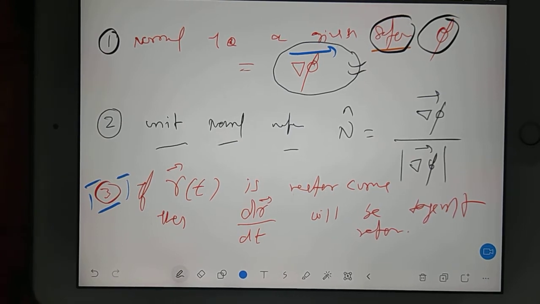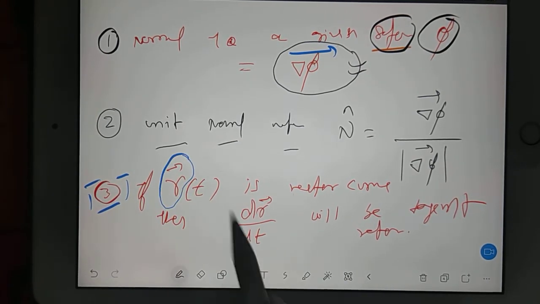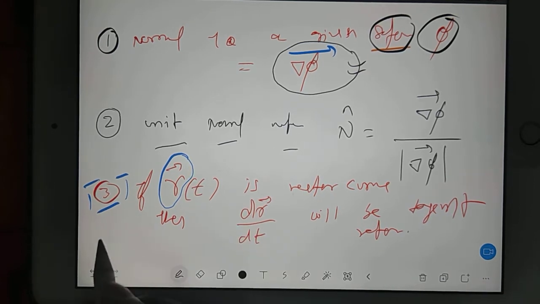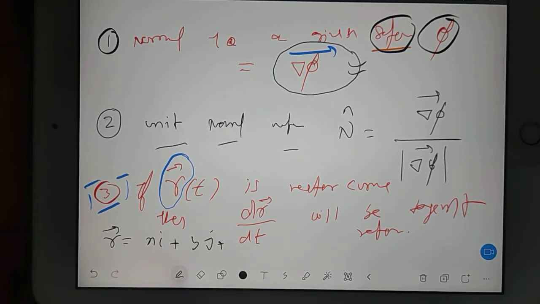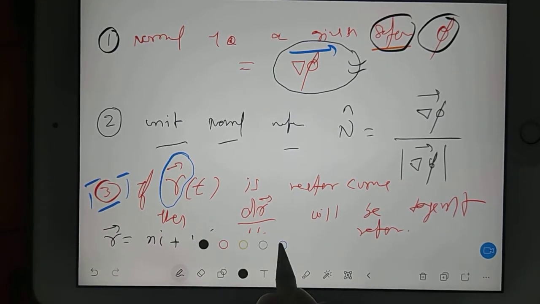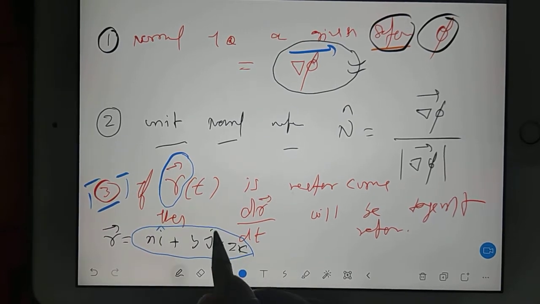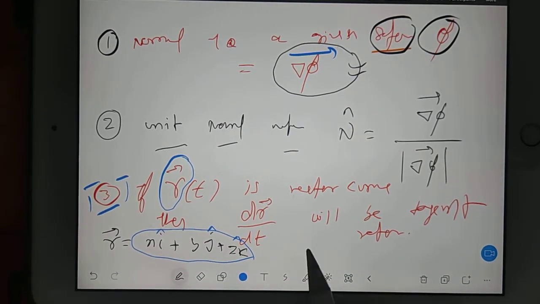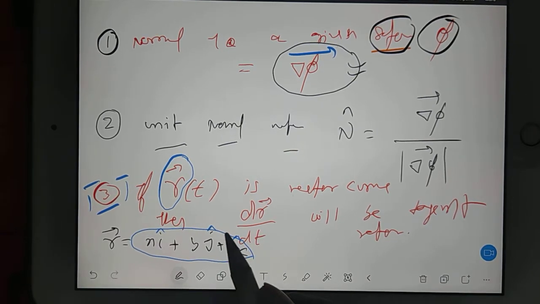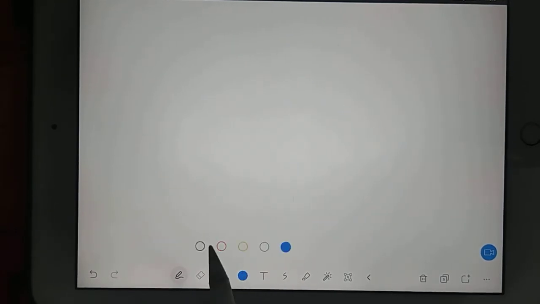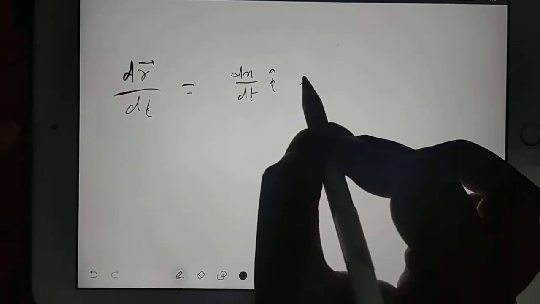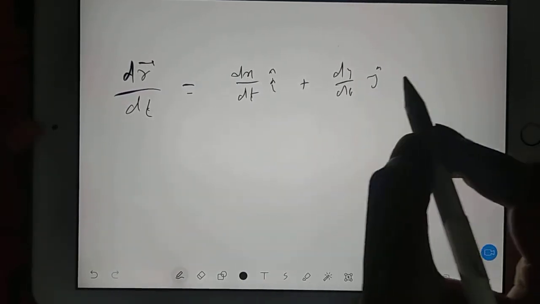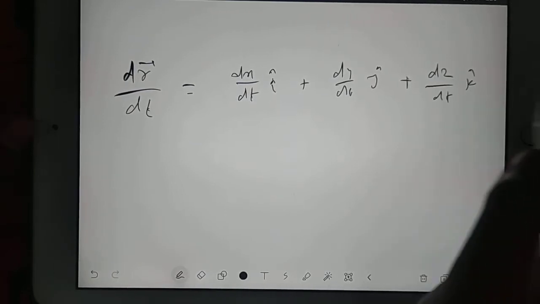Now if this is the tangent vector, then this r is actually a very worldwide popular object. This r is nothing but xi plus yj plus zk. This is your r value, okay? Always put cap: xi plus yj plus zk. So this dr by dt will be, I'll change the page. So this dr by dt is a vector. This will be dx by dt i plus dy by dt j plus dz by dt k.